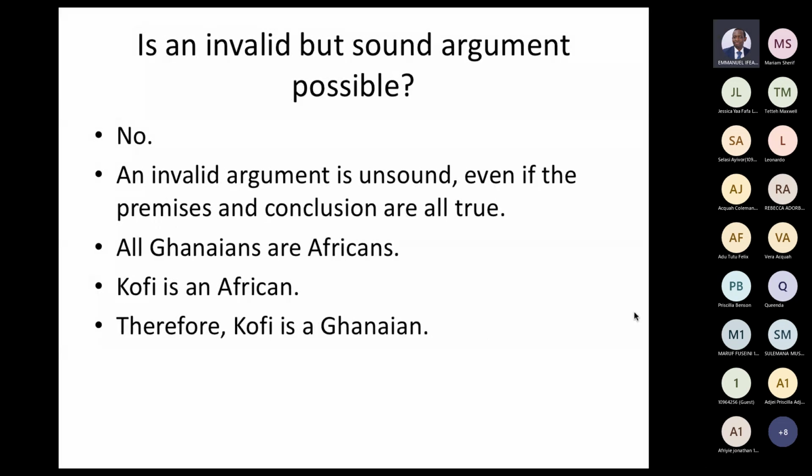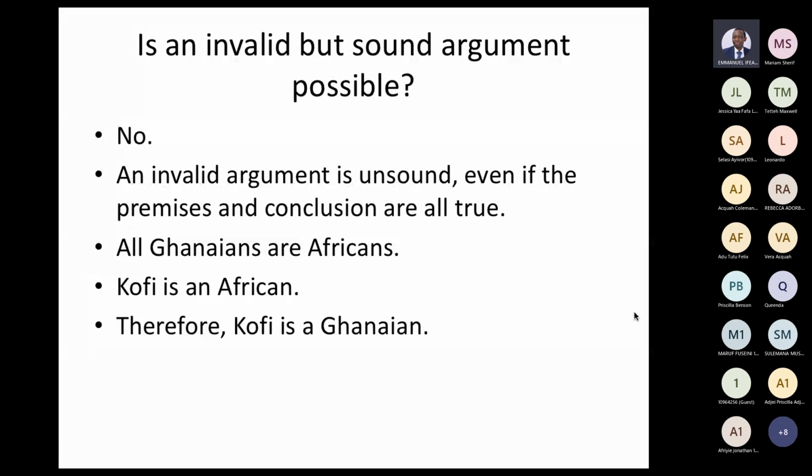Is an invalid but sound argument possible? No. An invalid argument is unsound, even if the premises and conclusion are all true. So if you see an argument where all the statements happen to be true from your experience, but the argument itself is technically invalid, then the argument is not sound, whether it is true or not.